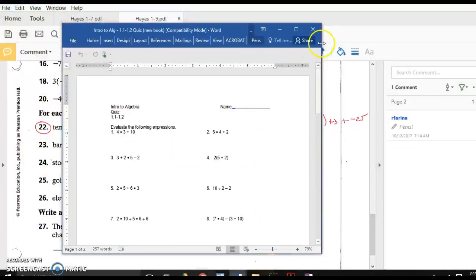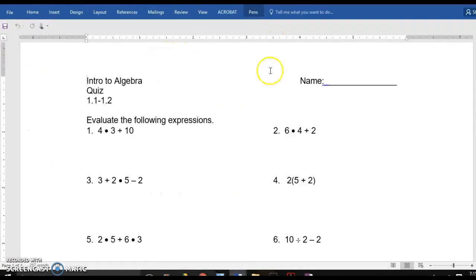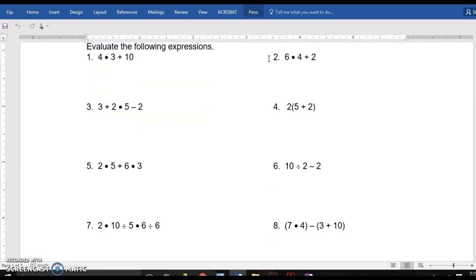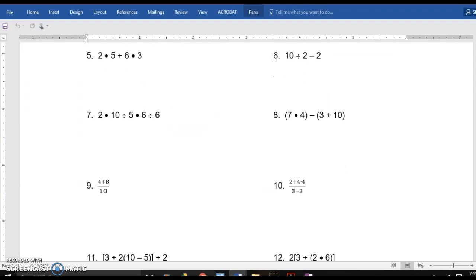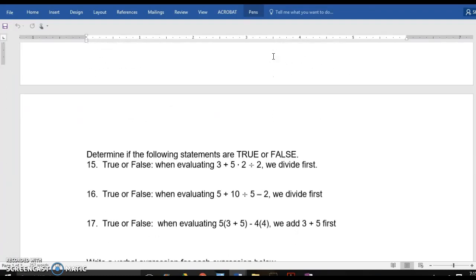All right, let's start with the 1-1 to 1-2 quiz. This quiz, you had a 30 out of 31, which is really good. The only mistake you had was on number 23.